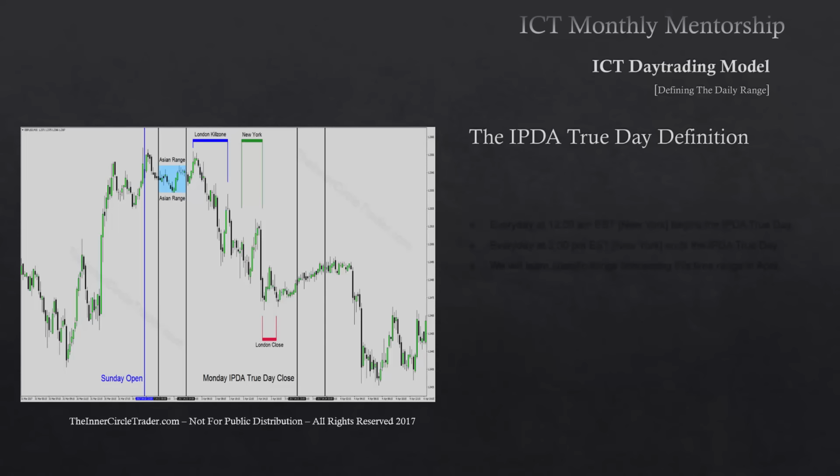The IPTA true day definition. Every day at 12 a.m. midnight, New York time, begins the IPTA true day. This is the beginning of the 24-hour interbank trading day.